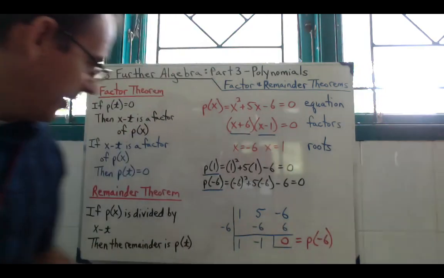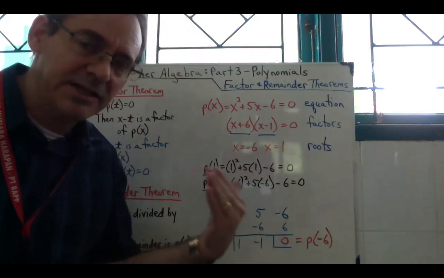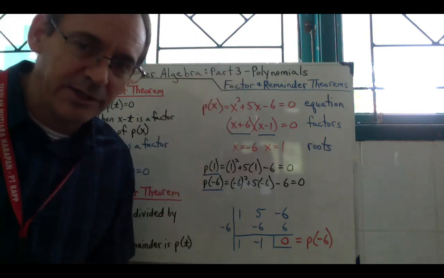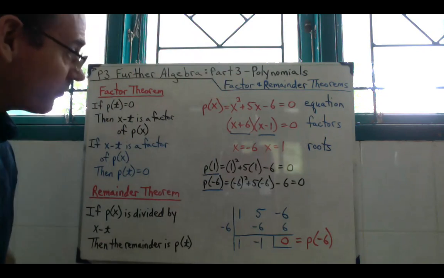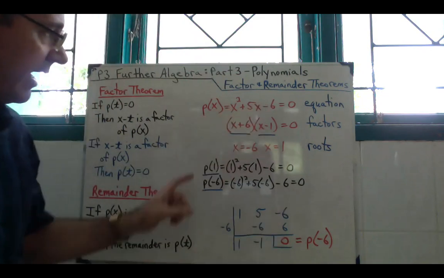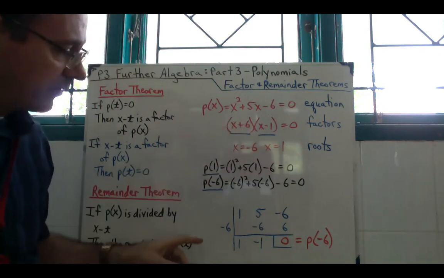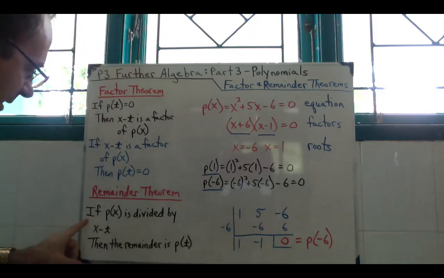Then this down here for our remainder theorem, I used a little bit of synthetic division. If you missed that video, it's the part 2 video of polynomials, talks about synthetic division. That is how this works here. So if we take 1, 5, and negative 6, and we divide it by x plus 6, notice that the remainder is 0.